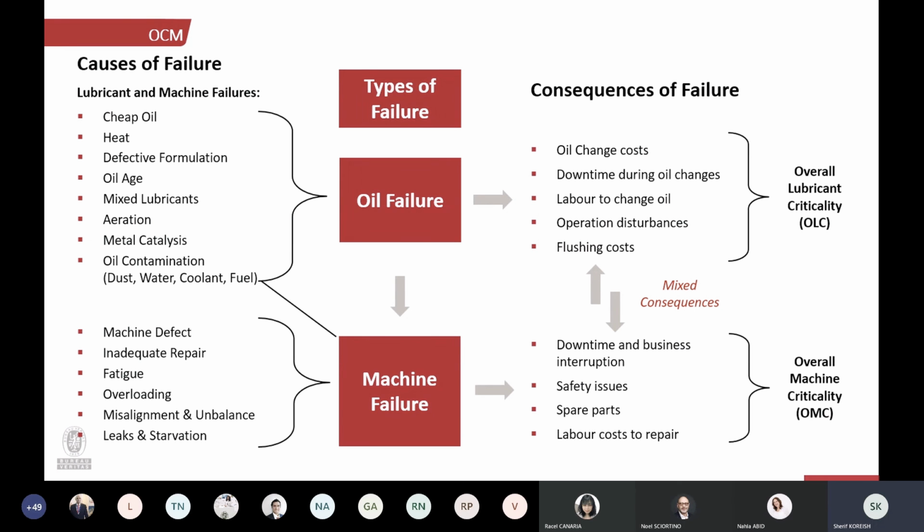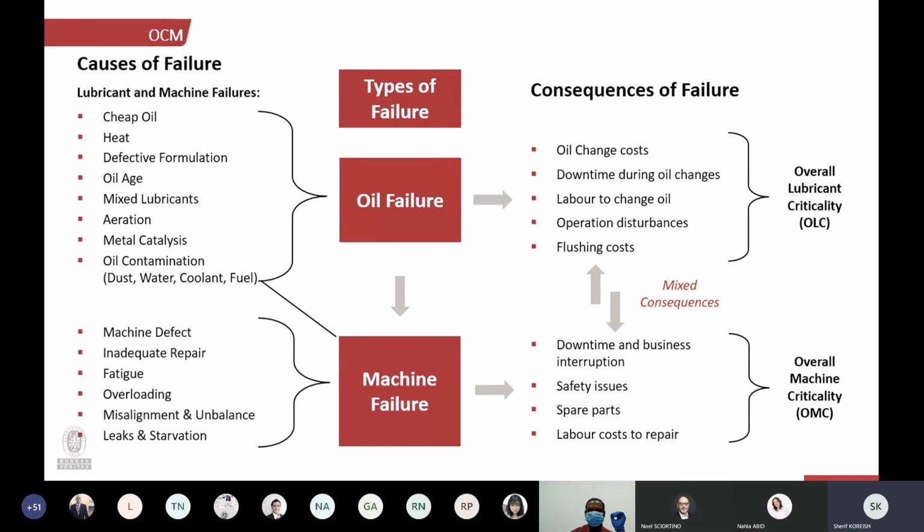So based on the oil failures and the machine failures, we have consequences, and these consequences are related to the cost you might have due to downtime during the oil changes, oil changing costs, operation disturbances, the cost of the labor to change the oil, and of course cleaning the system after a certain maintenance due to the failure itself. We call this OLC, which is overall lubricant criticality.